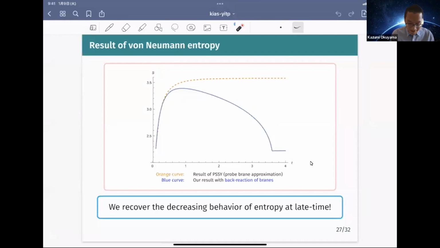Here is the result of our calculation of the von Neumann entropy. The orange curve is the original result of PSSY using the probe-brane approximation. In their result, the entropy first increases and then approaches a constant at late time. Here, time is basically the coupling. The blue curve is our result. So entropy first increases and then decreases. So we recover the decreasing behavior of the entropy at late time, as expected for an evaporating black hole.